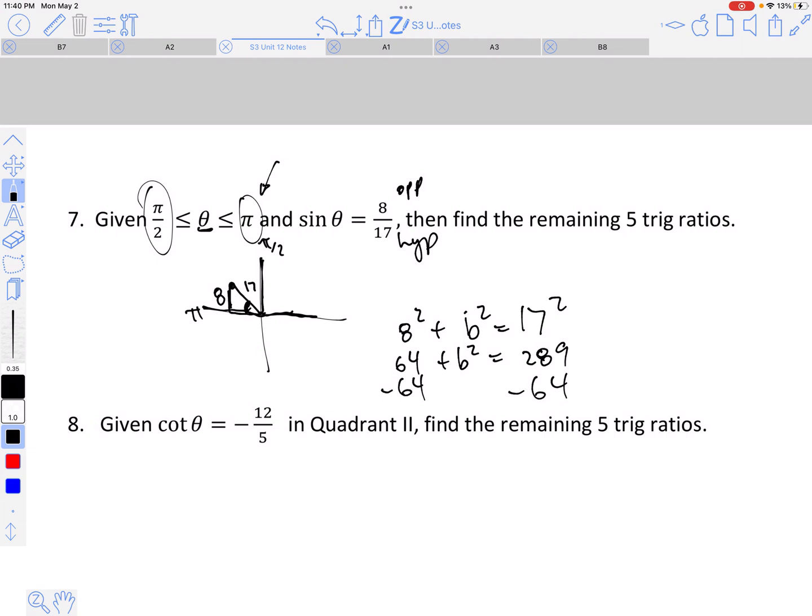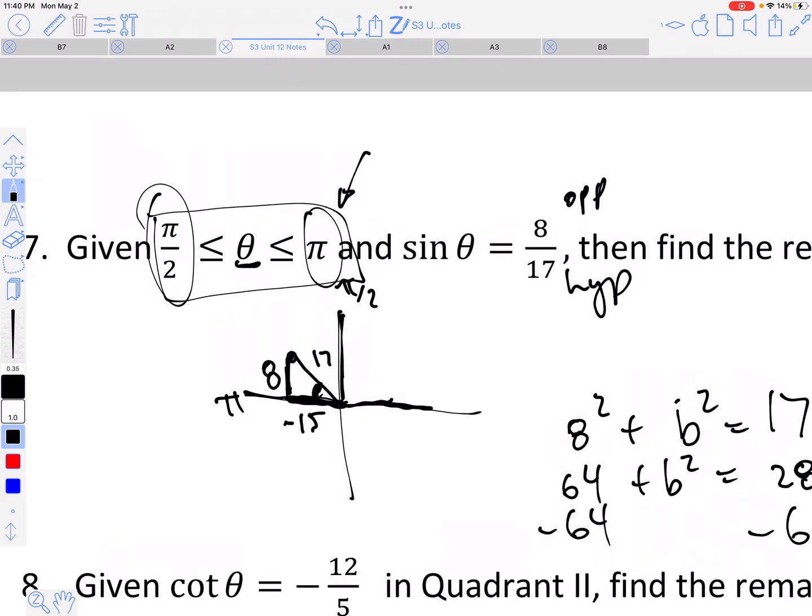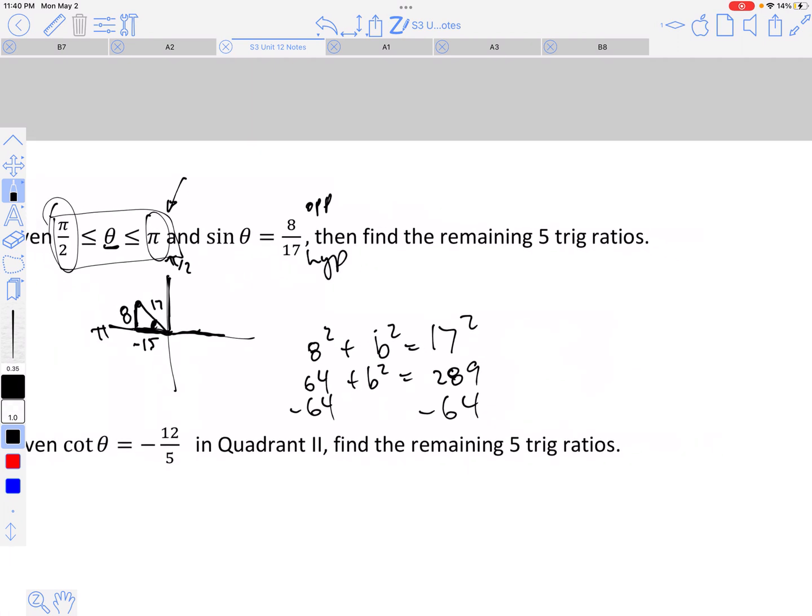Sorry, not used to this calculator that I'm using. 225, take the square root, I get 15. Okay, but this is important. I wouldn't give you that information if you didn't need it. Because we're in the third quadrant, notice if I move this way on the x-axis, that's a negative direction. If I move up, that's a positive direction, so 8 stays positive. So we have a triangle with sides negative 15, 8, and 17.